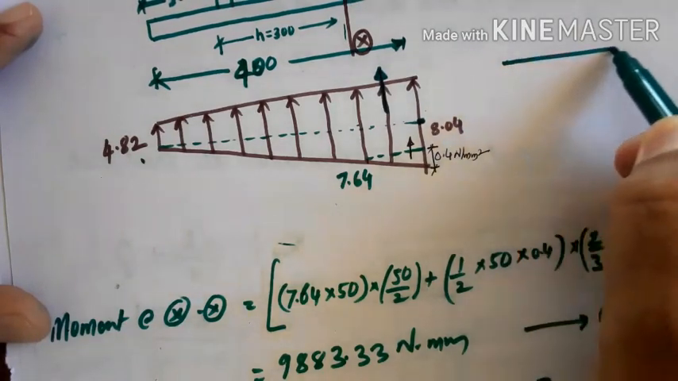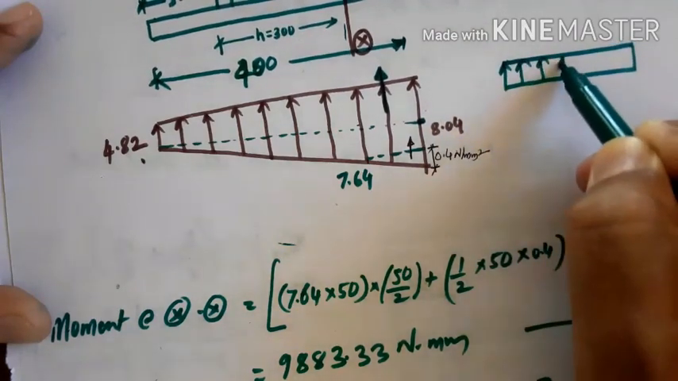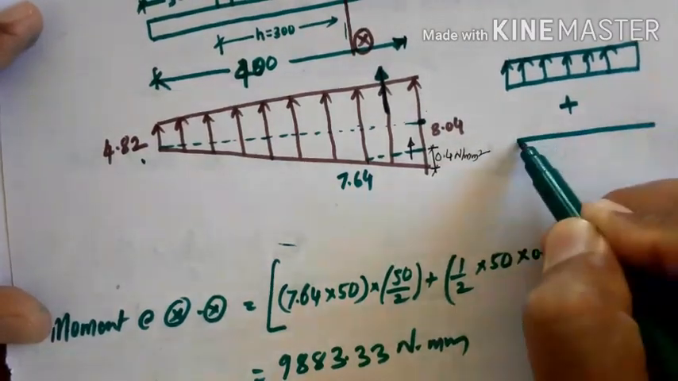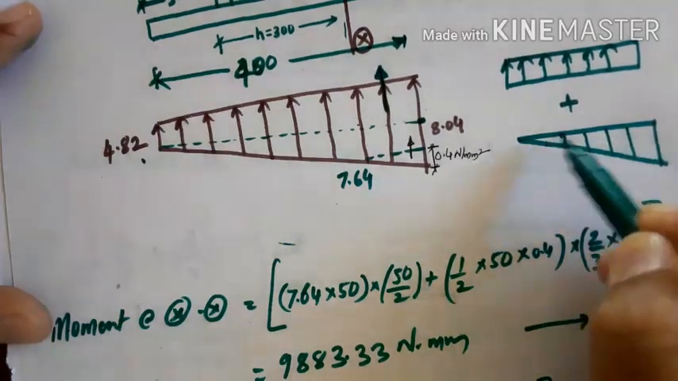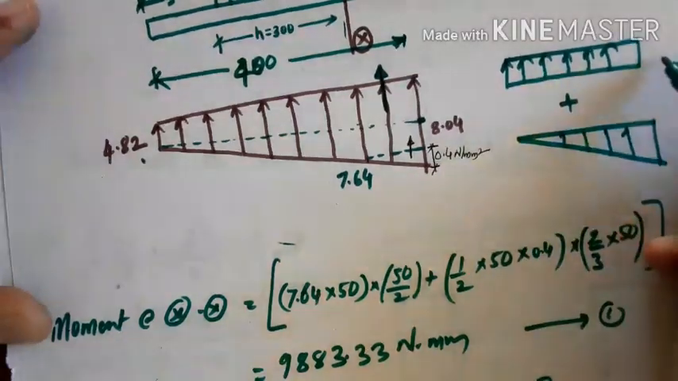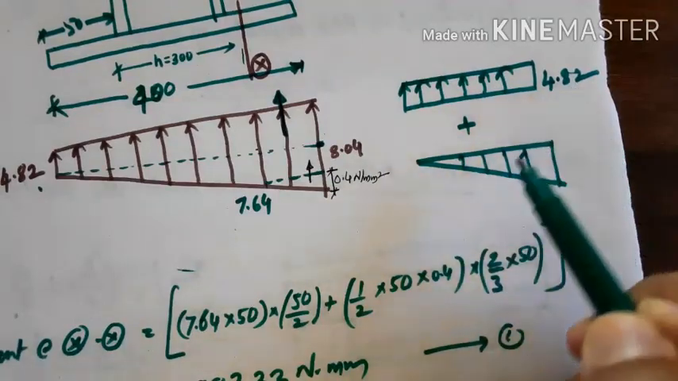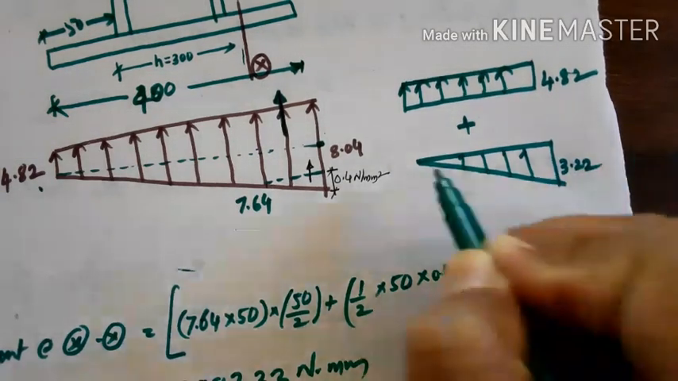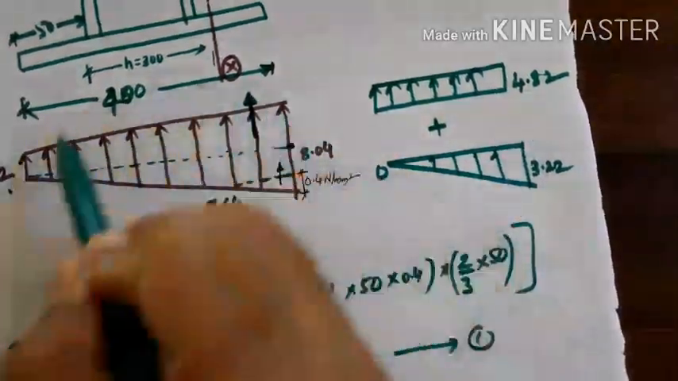So one I get the rectangular portion, then another I get the triangular portion. This stress will be 4.82 throughout. This will be 4.82, and this will be 8.04 minus 4.82. You get 3.22 here, and here is 0. I hope you understood this one. This plus this will be this one.